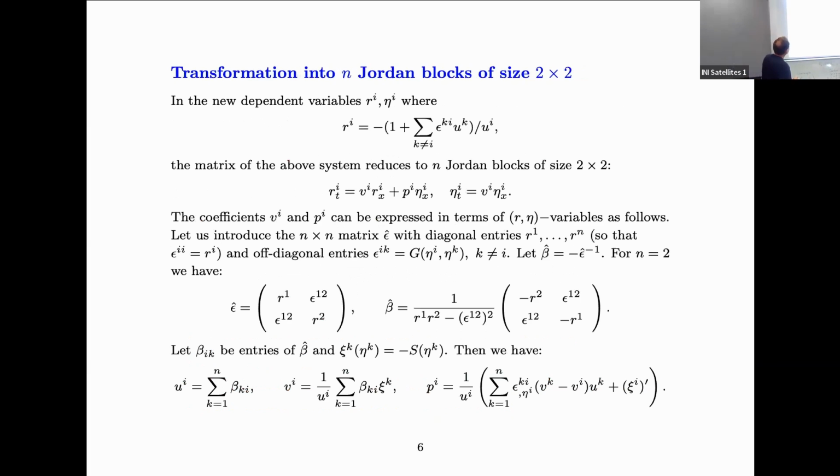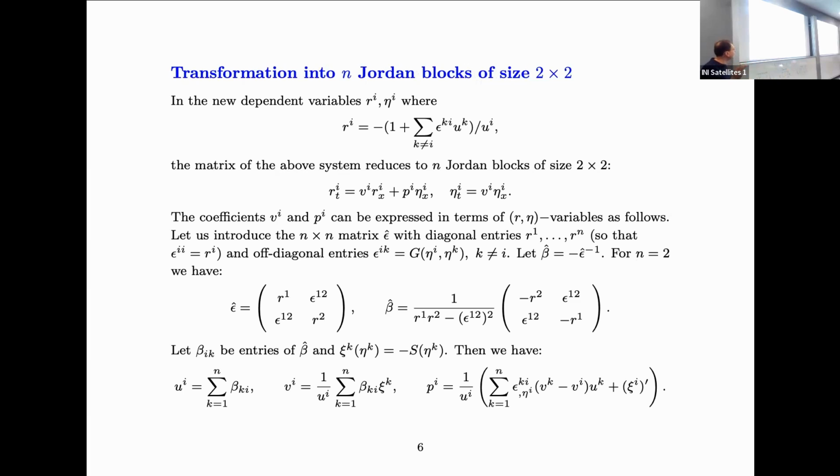All right. So now how to reduce the system to n Jordan blocks of size 2 by 2. And the system takes this form, which is precisely the collection of n Jordan blocks of size 2 by 2.